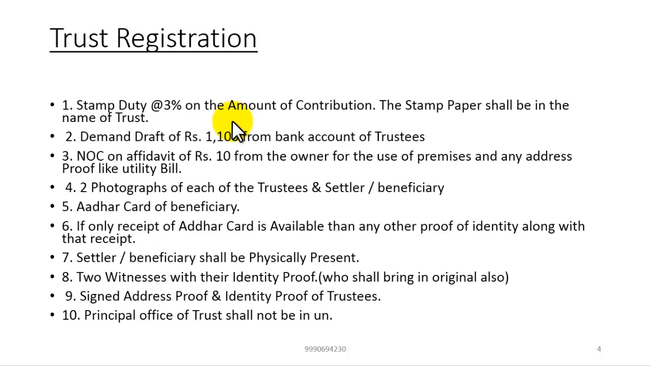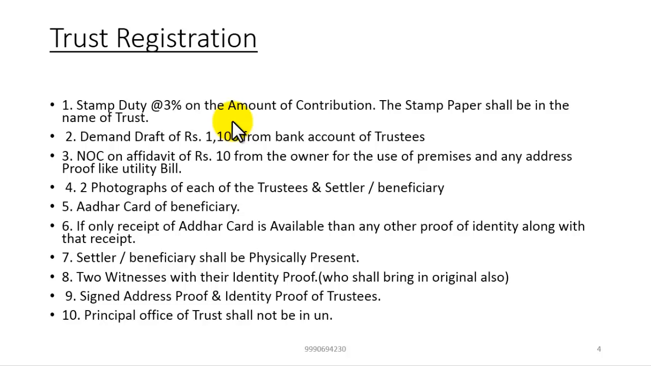And then the registration requirements. What are the things needed? Stamp duty at the rate of 3% of the amount of total contribution. The stamp paper should be in the name of the trust. A demand draft of rupees 1100 from the bank accounts of trustees. NOC on draft of rupees 10. The same may vary from state to state.